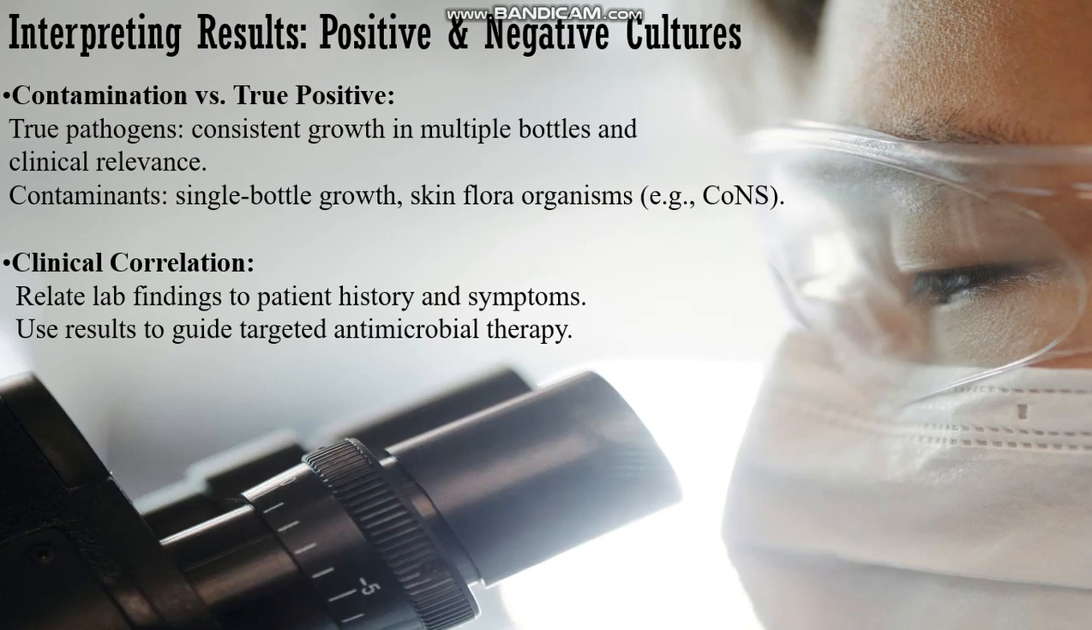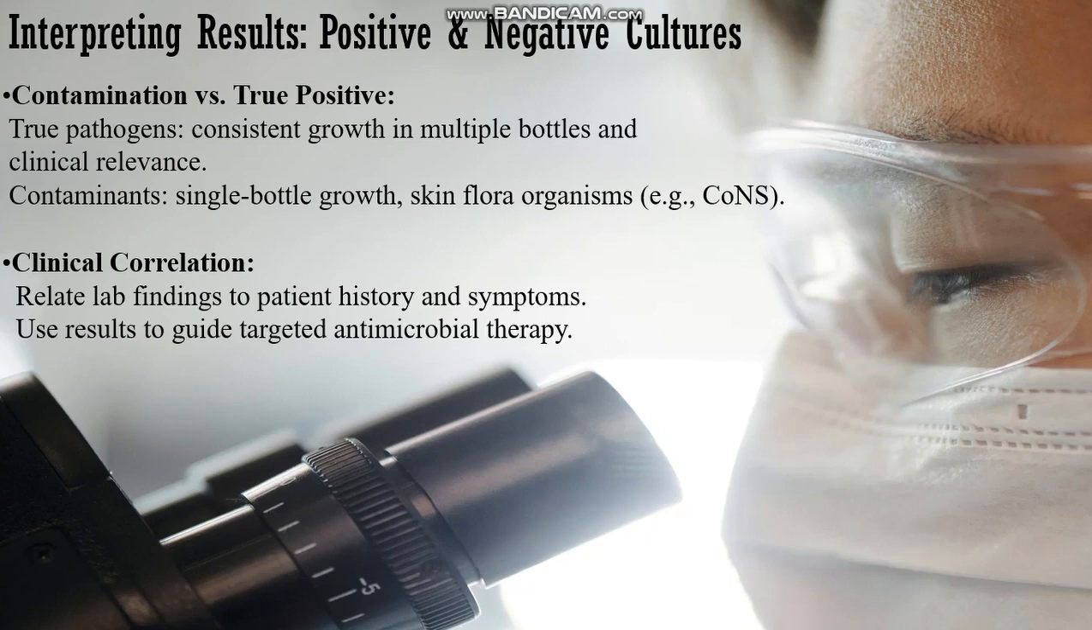So in case there is a positive blood culture bottle, we have two scenarios. It's either a true positive, a true pathogen, or a contamination. How do we differentiate between these two? Usually with a true positive, you will find the organism, for example E. coli, in multiple bottles. For example, if the physician sent 6 bottles for this patient, you will find it in 5 or 6 of these. In this way, you will say yes, this is a true positive.